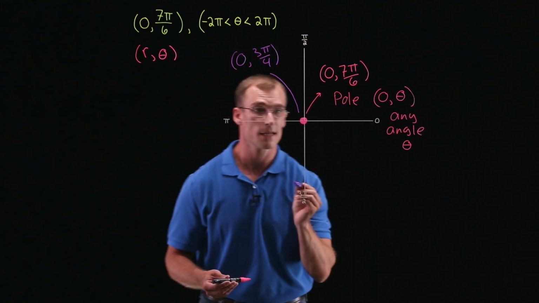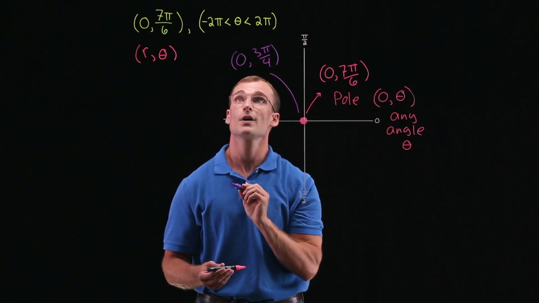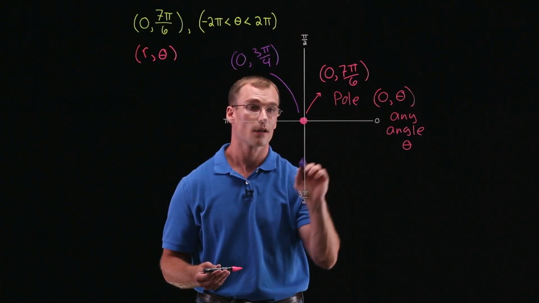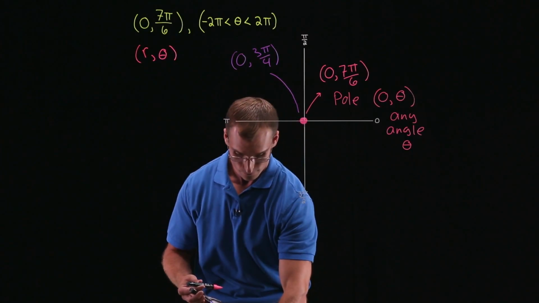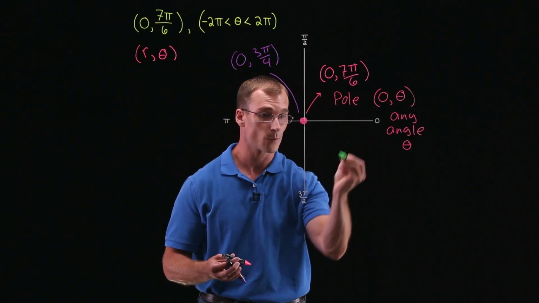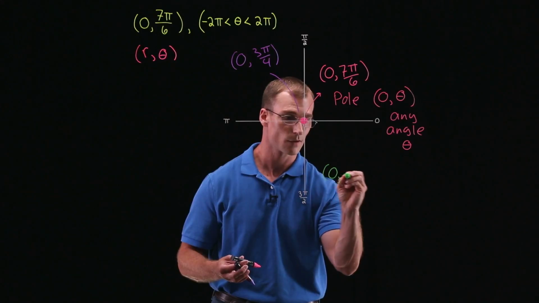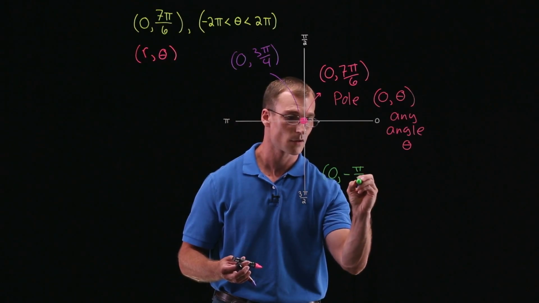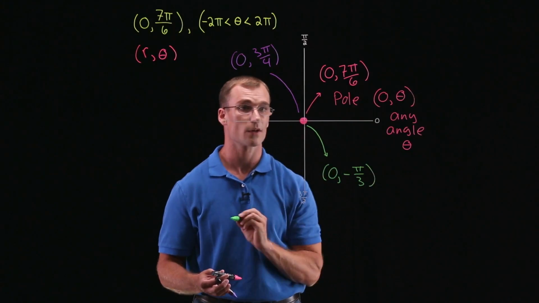And let's say θ equal to, between 2π and negative 2π, let's say negative π/3. So from 0, if we came down negative π/3 with r equal to 0, there would be another point.